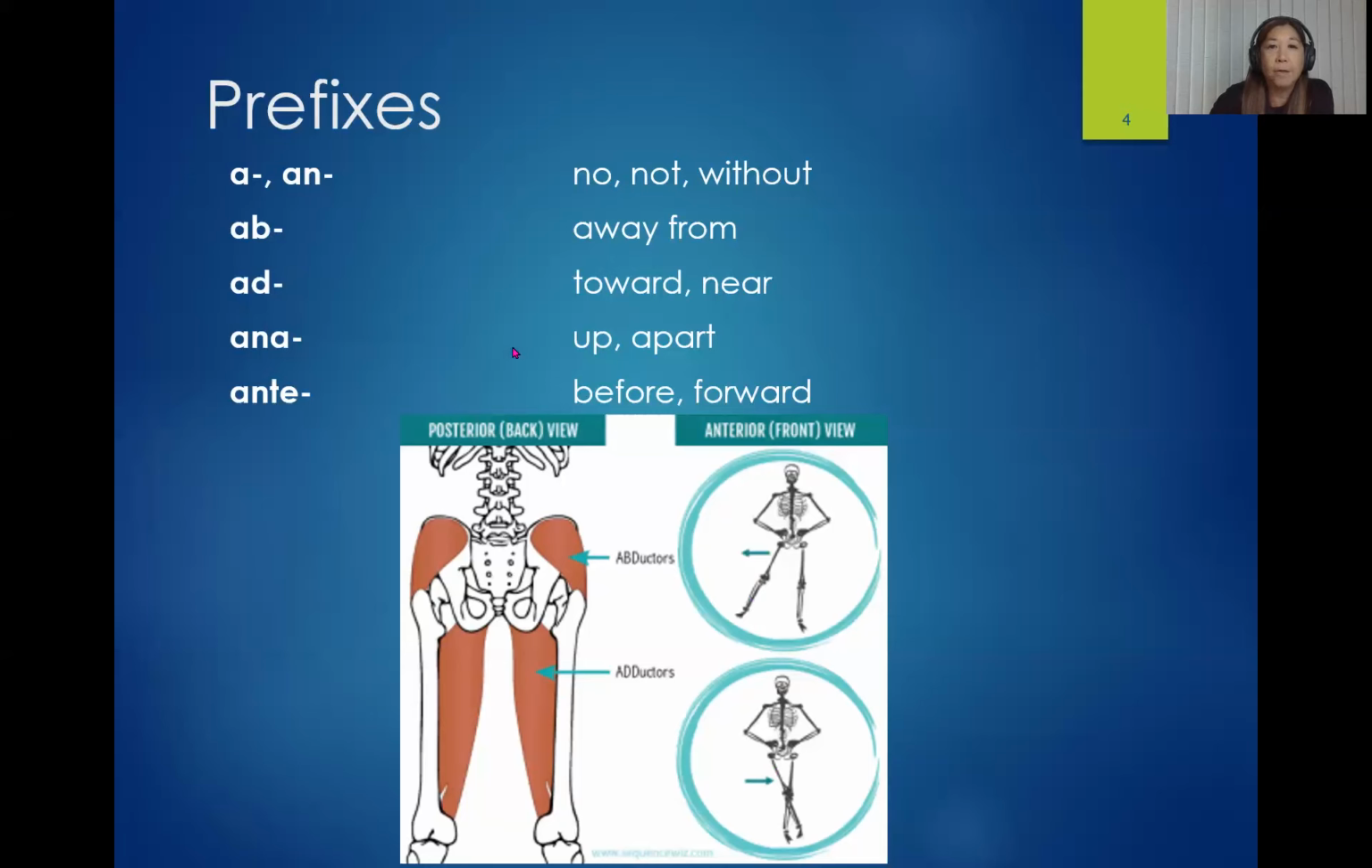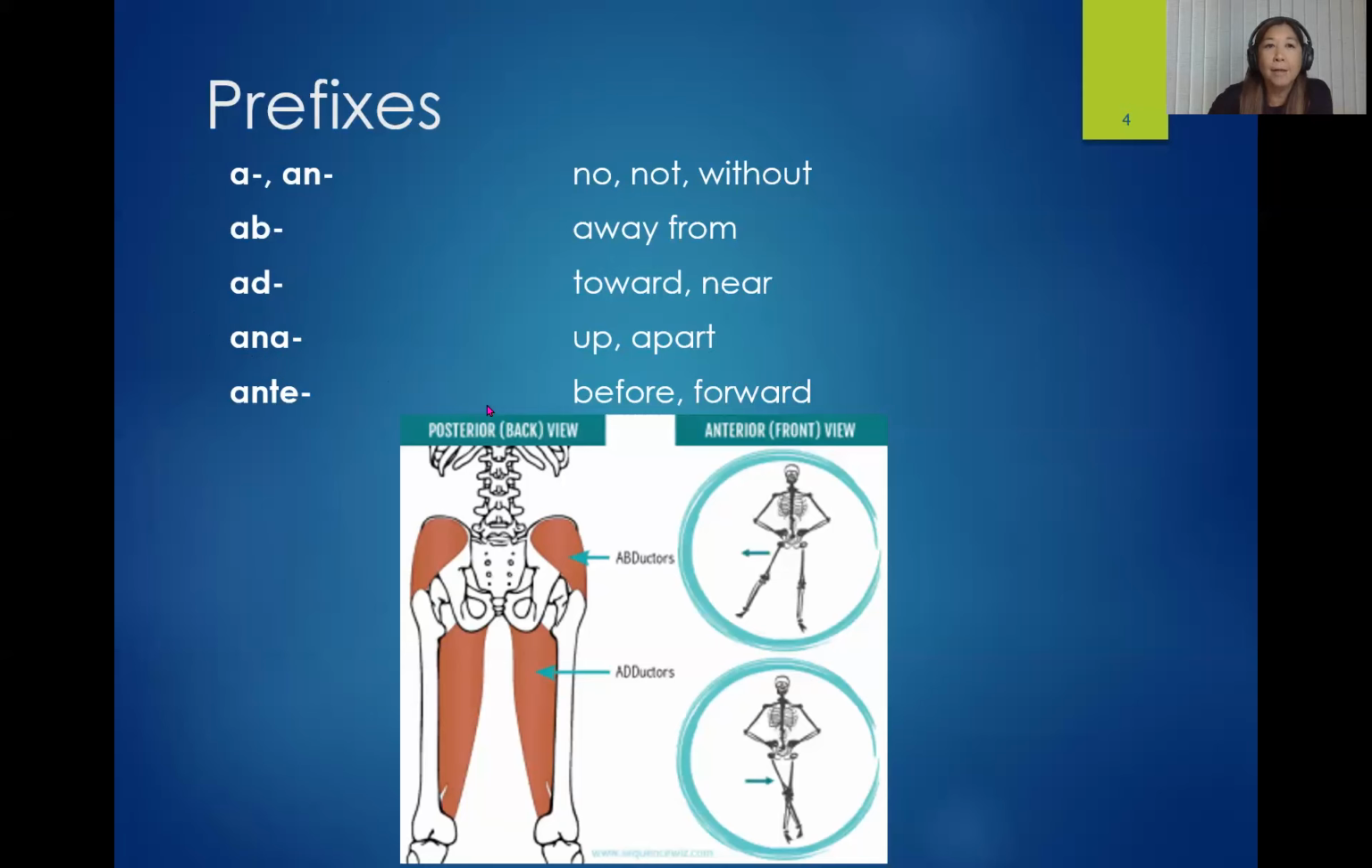Ana is a prefix meaning up or apart. So the word analysis means separating a substance into its component parts, right? Lysis means to sort of tear away from, and ana means up or apart. So we're tearing it apart, which is what you do when you analyze something, right?